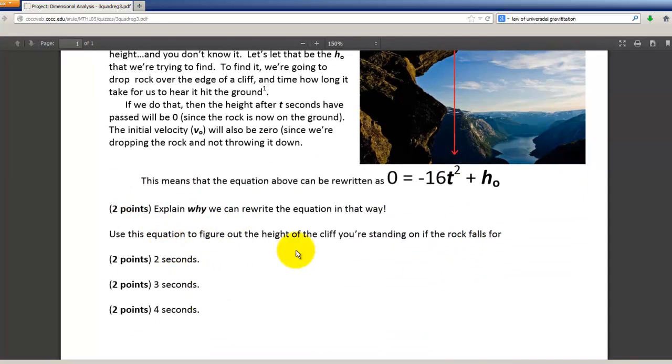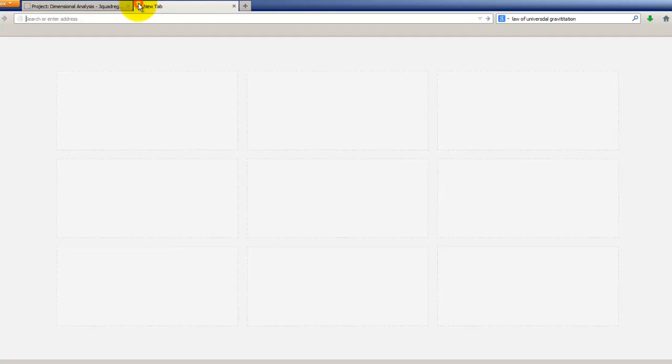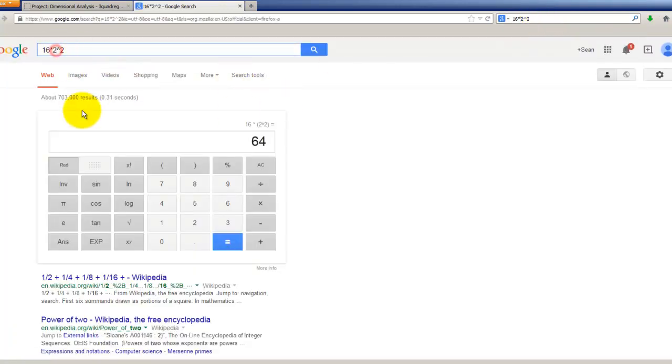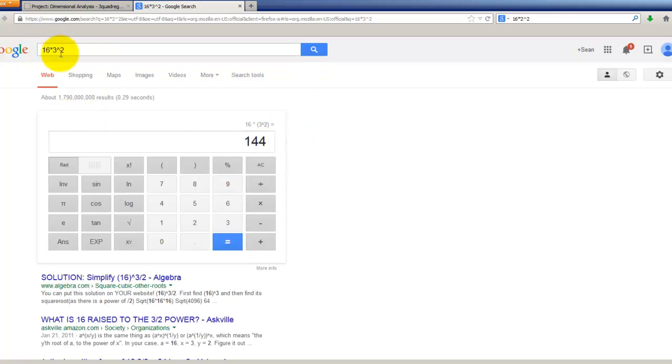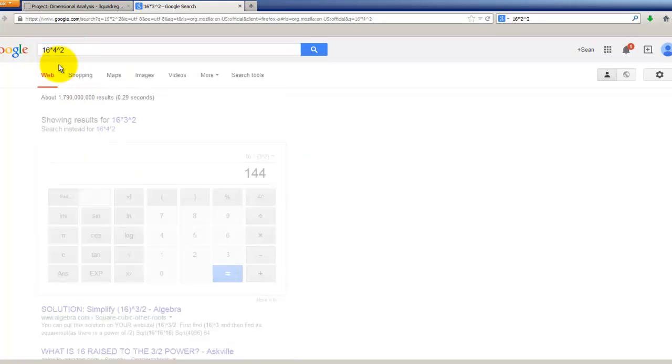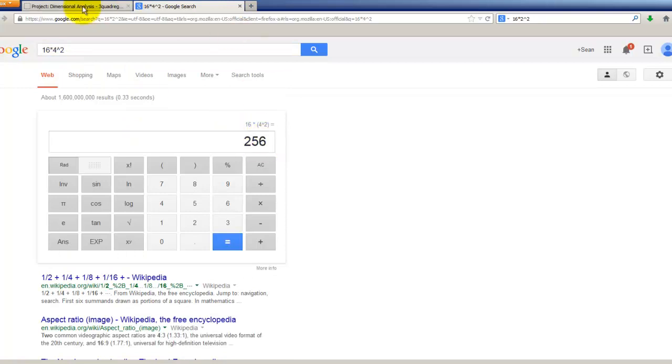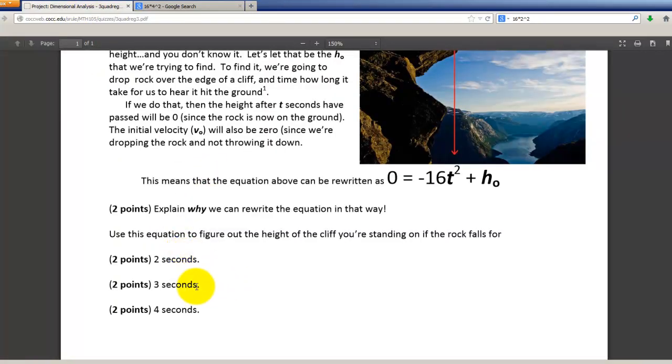And the last was just use the equation to figure out if the rock falls for 2, 3, or 4 seconds. So it's just a matter of sticking t equals 2, 3, and 4 into this little equation and seeing what comes out as a result. Let's just do 16 times 2 squared. That's going to give us a 64-foot cliff if it falls for 2 seconds. If it falls for 3 seconds, it's 9 times 16, 144 feet. And finally, 16 times 16, 256 feet. So you've got a 64-foot cliff, a 144-foot cliff, and a 256-foot cliff.